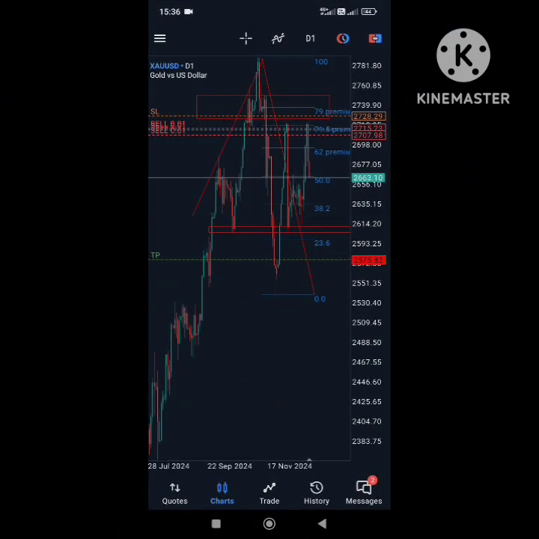Guys, here's FX Milkers here. As you can see, the gold is doing the most. It's going according to the analysis.